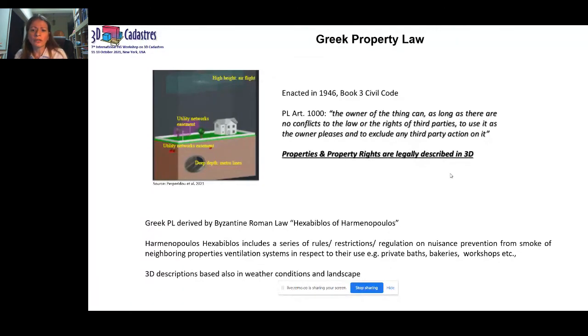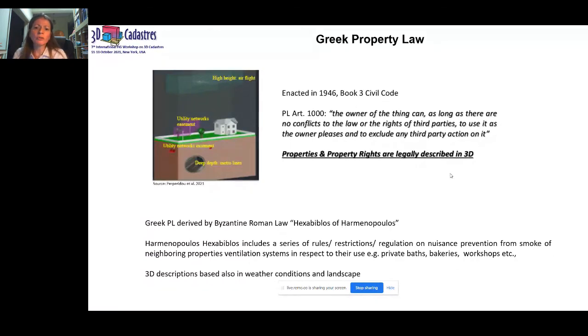as long as there is no conflict with the law and the rights of third parties, use their property as they please and exclude any third-party action on it. This is a clear 3D description of what the owner of a thing can do, as the whole Greek property law has legally described 3D objects, 3D situations and 3D conditions.